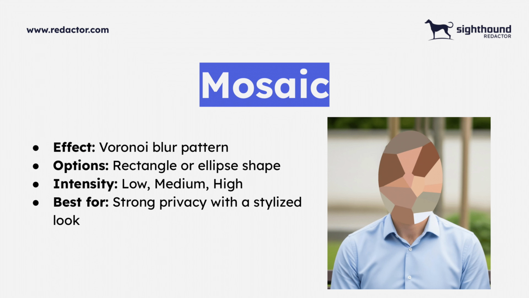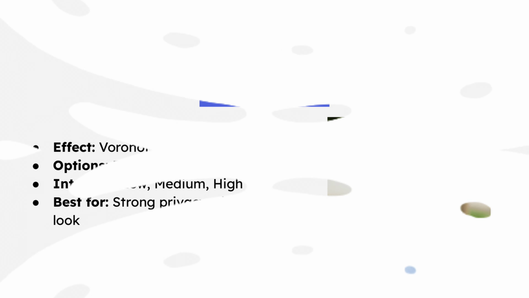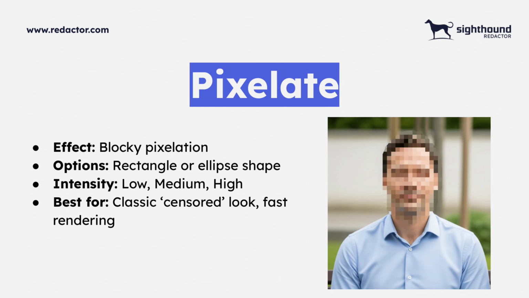You can adjust the intensity and use either rectangle or ellipse. It's quick to process and effective at hiding sensitive details while keeping the region recognizable. Pixelate replaces details with blocky squares, giving you the classic censored effect you've seen in media. It's fast, simple, and effective for privacy, with adjustable shape and intensity.